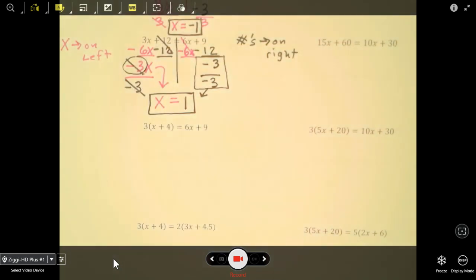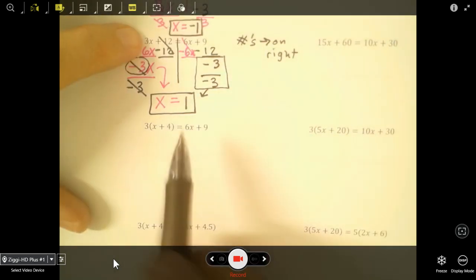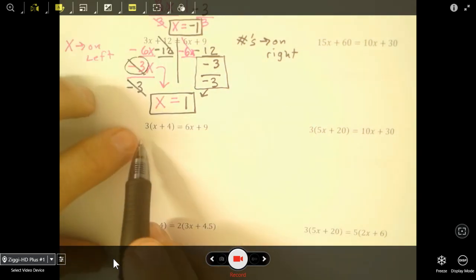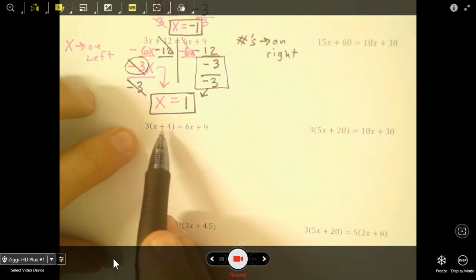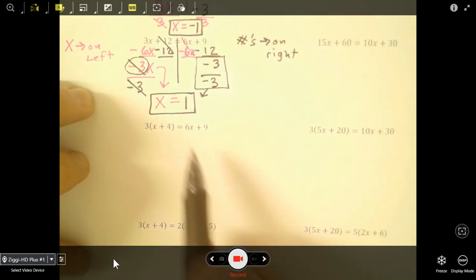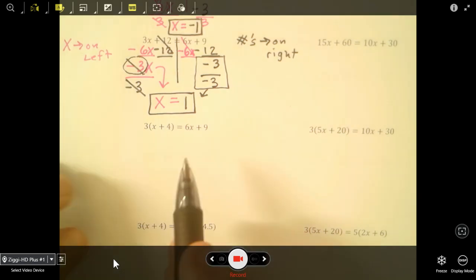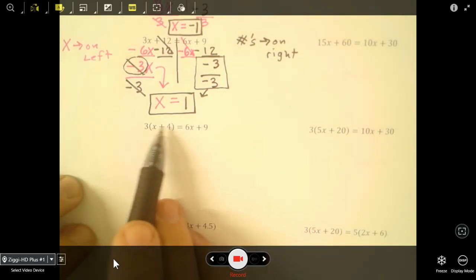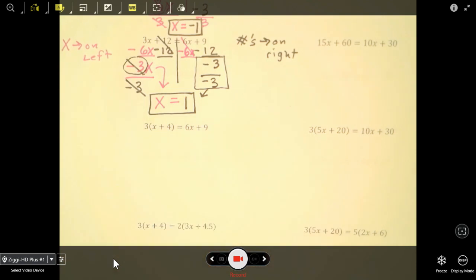So I want you to notice that on this next problem, just like we had 3x plus 12, well, now we have 3, and we have an x in parentheses plus a 4 in parentheses. And on this right side, we had 6x plus 9. And on this right side, we still have 6x plus 9. So some of it's changed a little bit because now we have to distribute this 3. But the rest of this is the same.